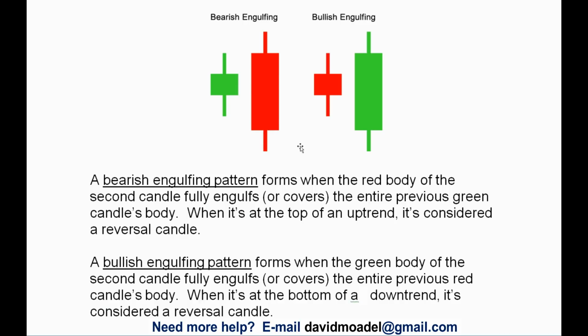And then the bullish engulfing is the opposite. A bullish engulfing pattern forms when the green body of the second candle fully engulfs or covers the entire previous red candle's body. And when it's at the bottom of a downtrend, that's considered a reversal candle. When you've got candlesticks going down, down, down, and then this happens, you get a green candle where the body is so big, it just fully covers the body of the previous red candle. That's oftentimes considered bullish. That's why it's called a bullish engulfing candle, and you might expect the next candles to go upwards. Doesn't work all the time, but that might be an expectation.